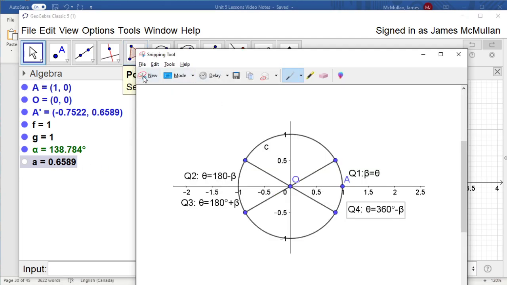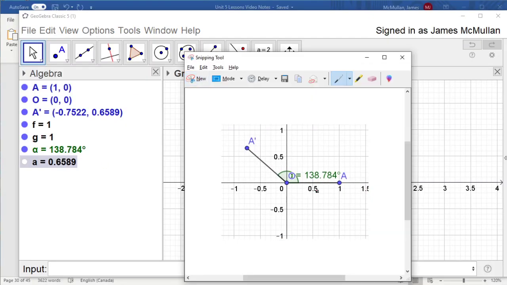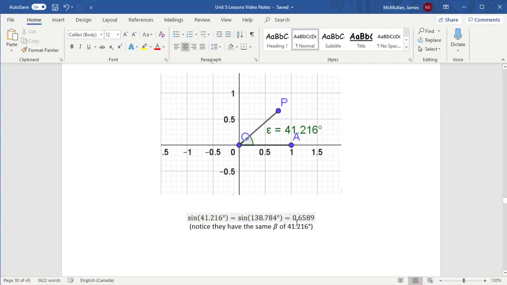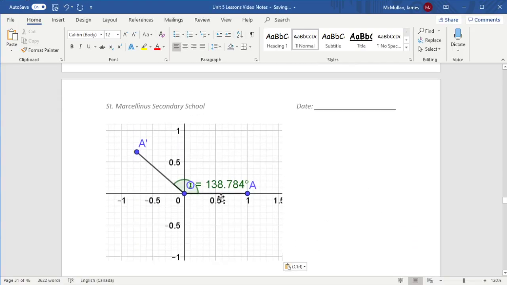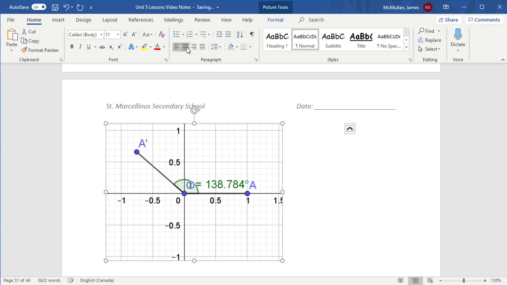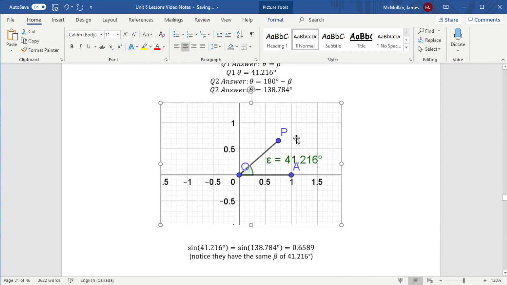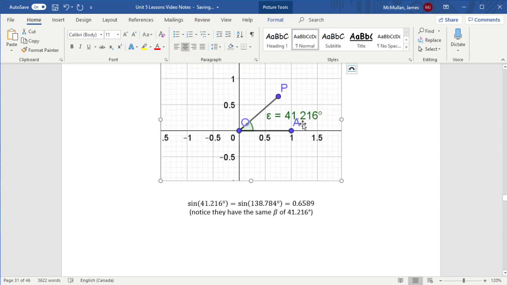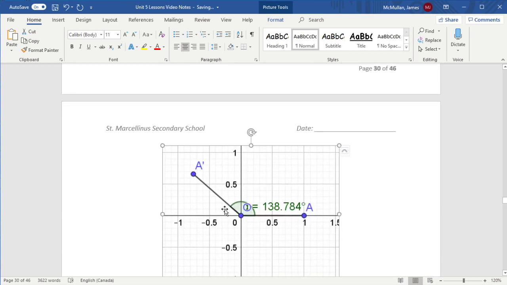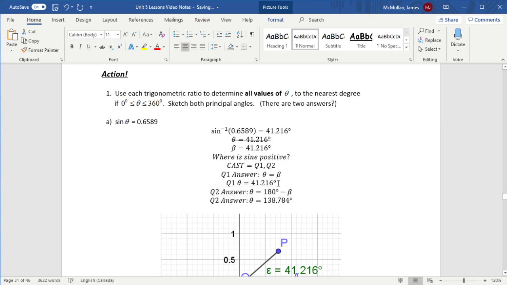So this is another answer, which is just as useful and just as correct as the first answer. It could be 41.216, it could be 138.784. There's no way to know, just like when you square root, there's no way to know if it's the positive square root or the negative. This is why it's saying sketch both principal angles.